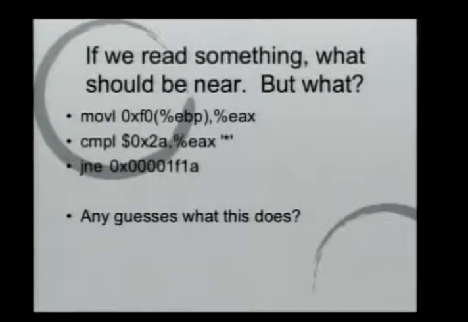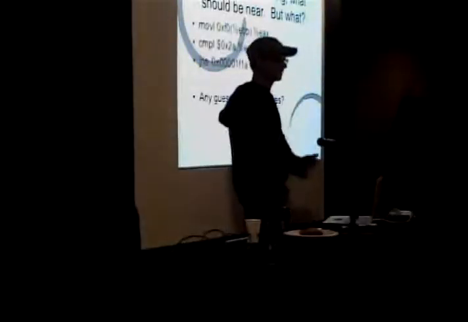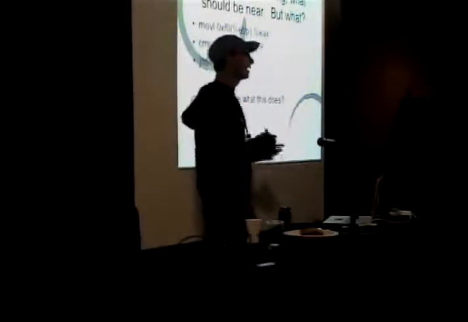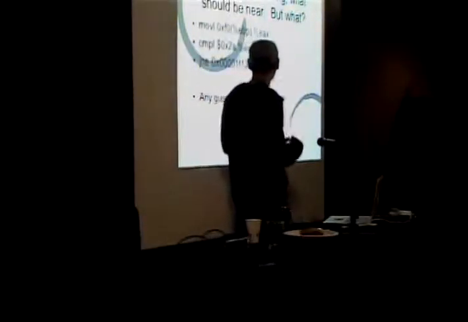So if we read something, what should be near it? What do we expect to happen? It just read something off the console. What's it going to do? It's going to check it against something, right? It's going to say, hey, what's happening here? What did I just get? Was it good or bad? Was my input good or bad? 99.9% of the time. I'm not kidding you at all.